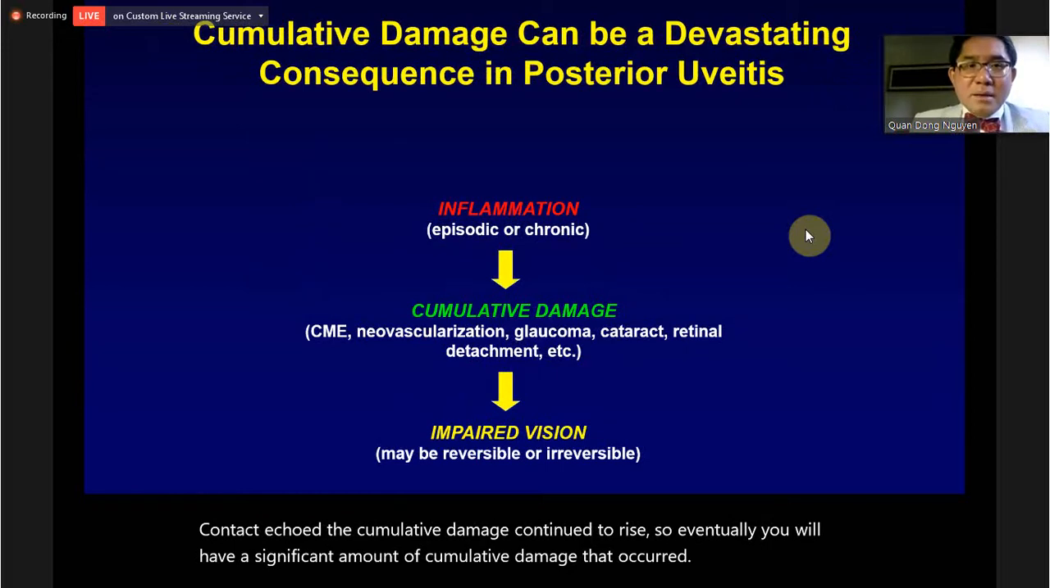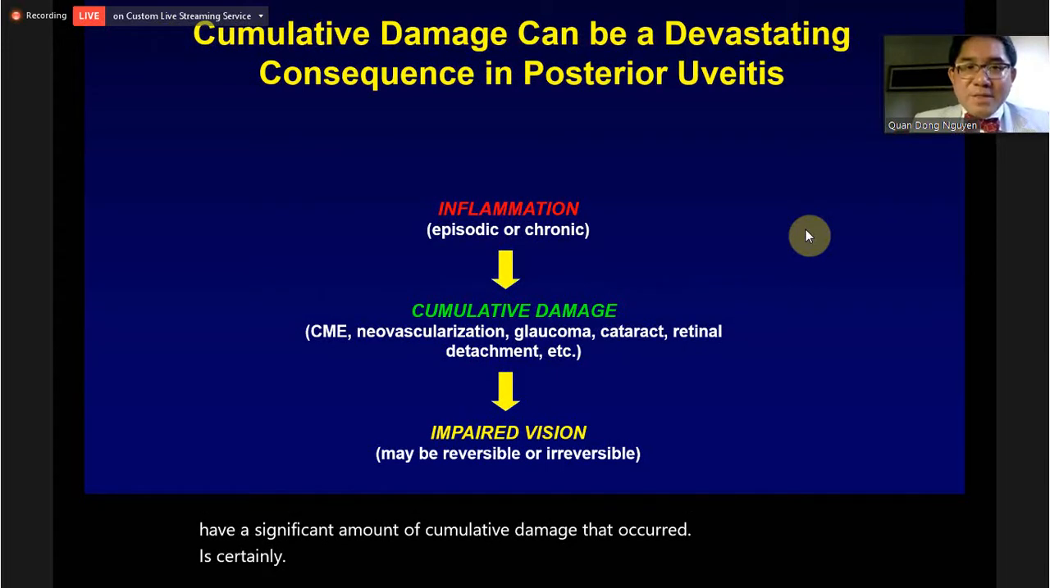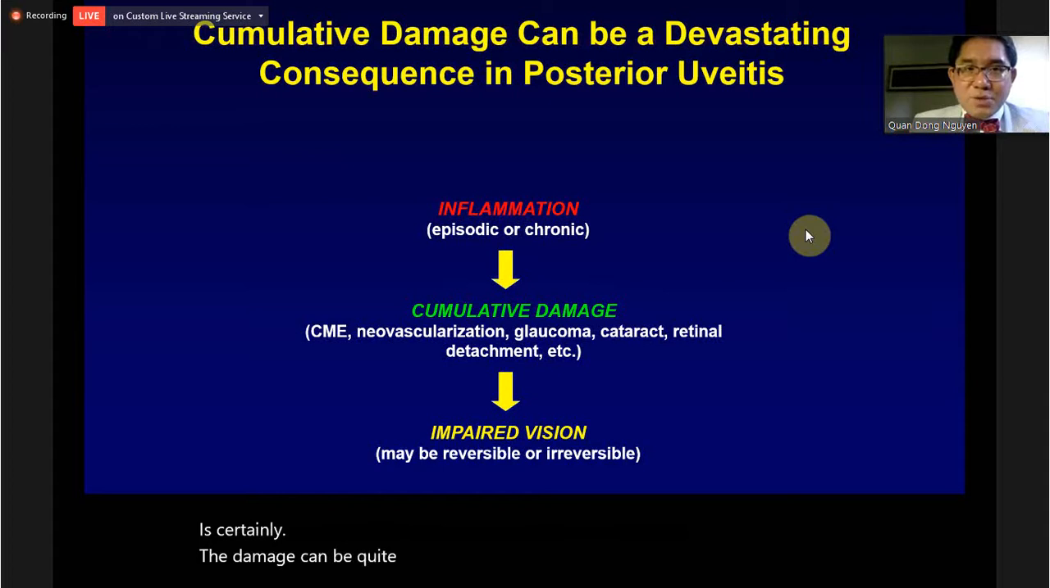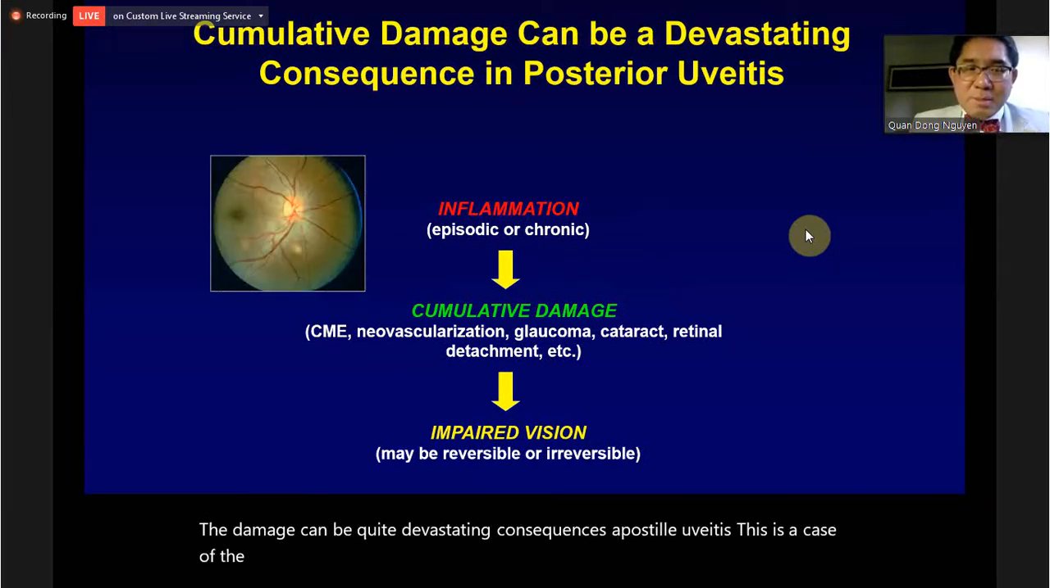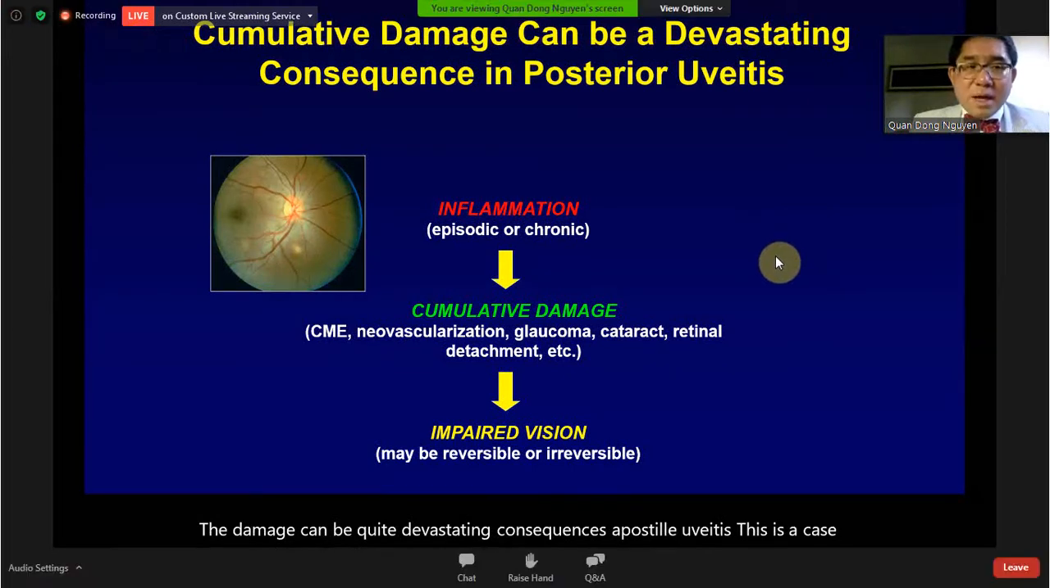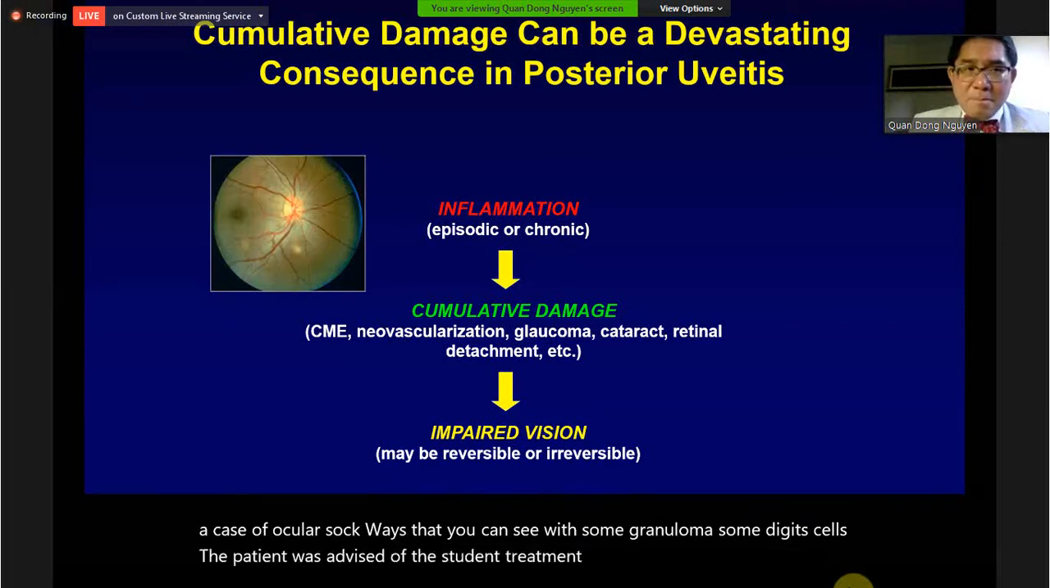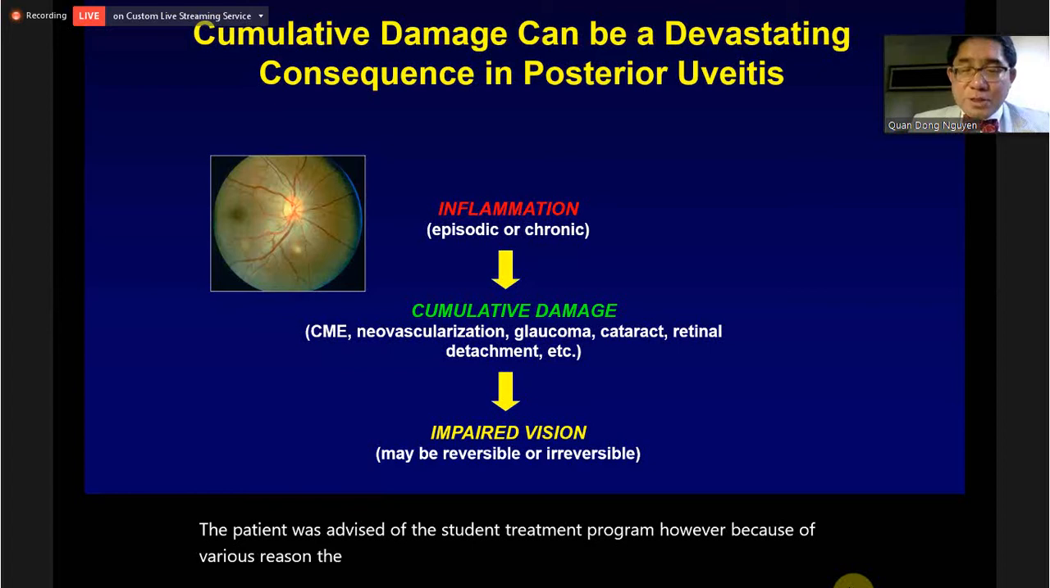The damage can be quite a devastating consequence of posterior uveitis. This is a patient who initially presented to me with this picture in the upper left, a case of ocular sarcoid, as you can see, with some granuloma and some vitreous cells. The patient was advised of a certain treatment program. However, for various reasons, the patient did not return to the clinic and was treated locally by local physicians with various types of local therapy.